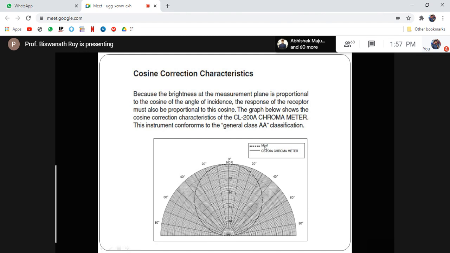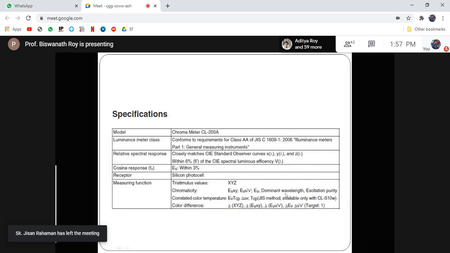The dotted line is the ideal one, and this continuous line is for the chromometer. It is almost matching, and the mismatch is given by this value F2. This F2 value represents the mismatch. The mismatch is within 3%. So this is the specification of the chromometer CL200A. What is the type of the photocell?